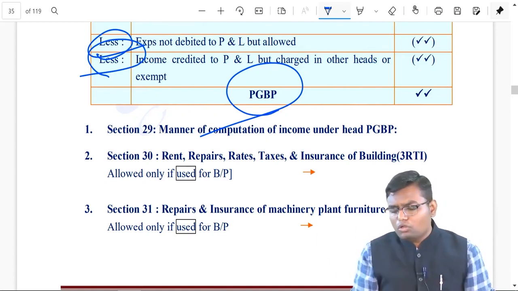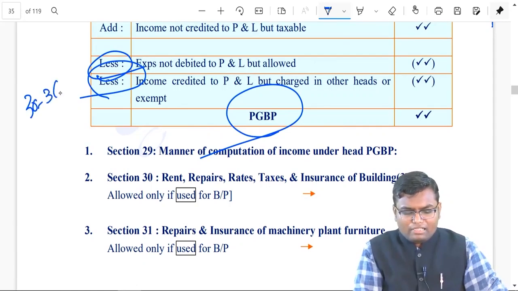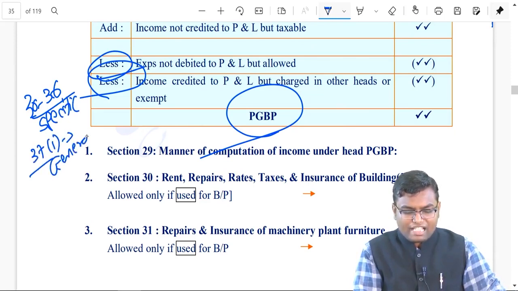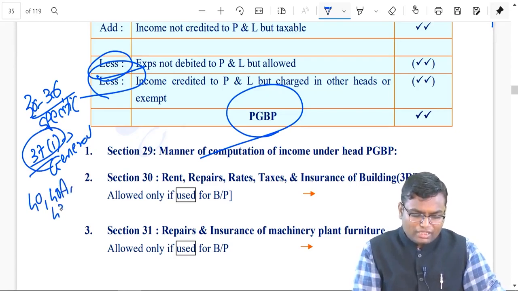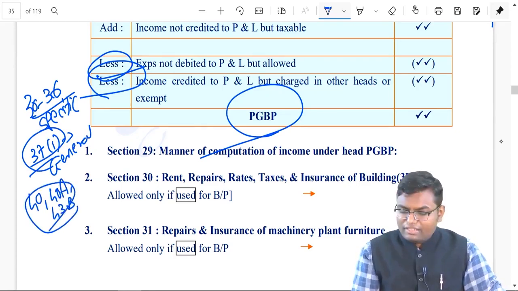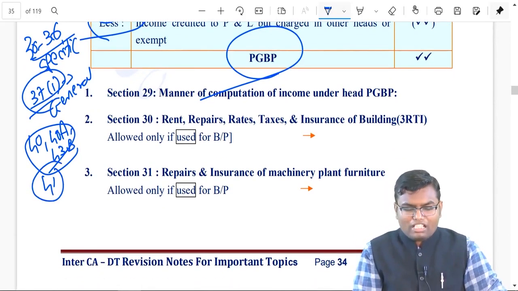Now let me show you an overall graph. From section 30 to 36, we will be learning every specific deduction. Section 37 subsection 1 is all about general deduction, which never gets covered in any other section, it gets covered in 37 subsection 1. Section 40, section 40A and section 43B are talking about disallowances, which expenses are not allowed. Section 41 is talking about deemed income, which is always taxable in PGBP.